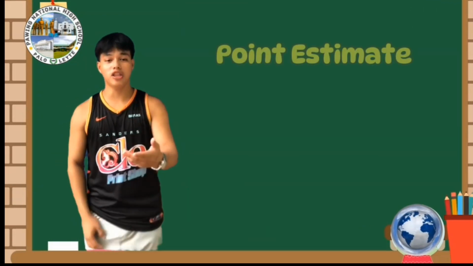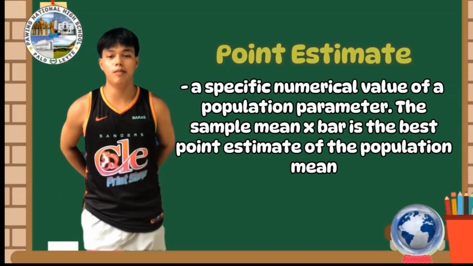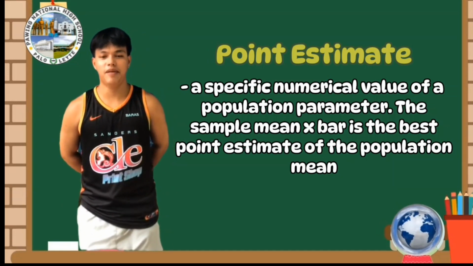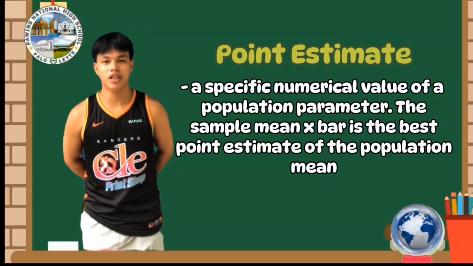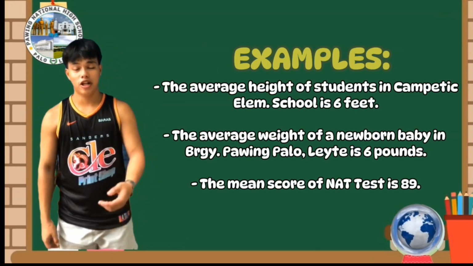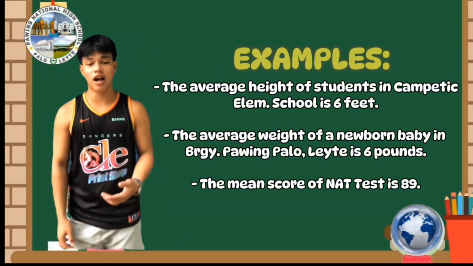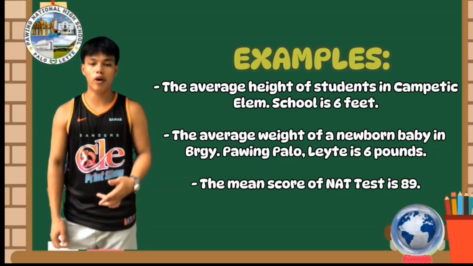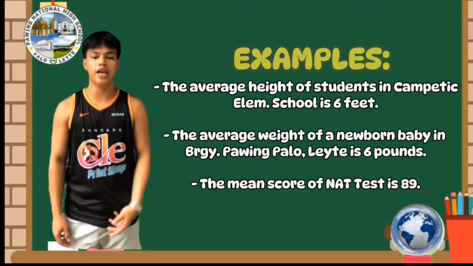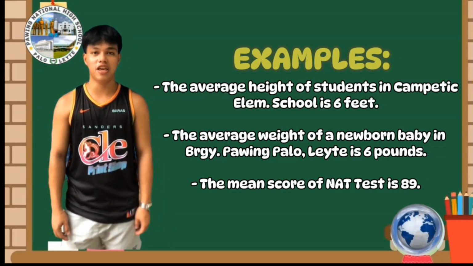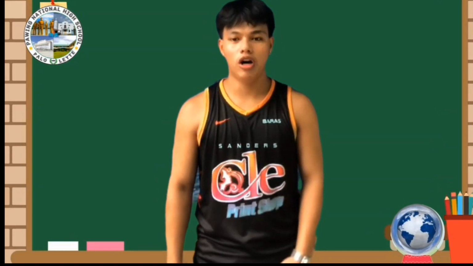First, we have point estimate, a specific numerical value of a population parameter. The sample mean x-bar is the best estimate of the population mean. Here's the example: the average height of students in Campitic Elementary School is 6 feet. The average weight of a newborn baby in Barangay Pawing Palolete is 6 pounds. The mean score of that test is 89. So again, the point estimate presents one numerical value only.